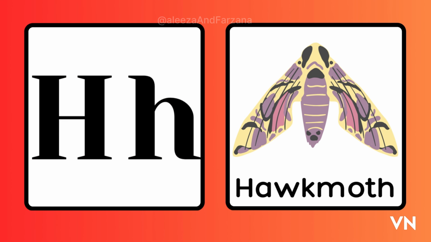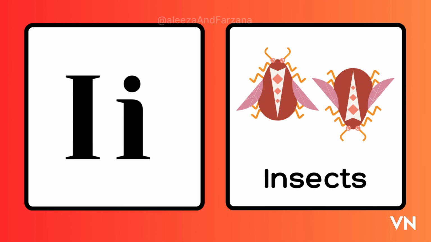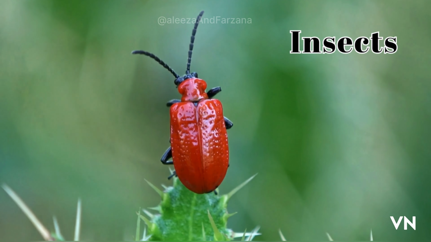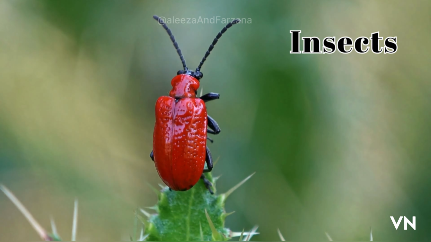H. H is for hawk moth. Hawk moth. Say with me. H is for hawk moth. I. I is for insects. Insects. Say with me. I is for insects.